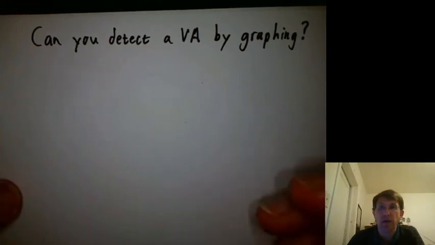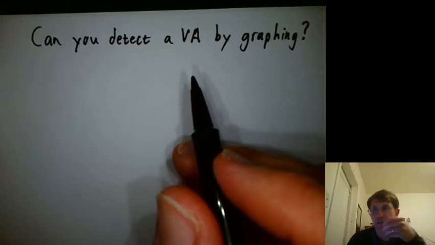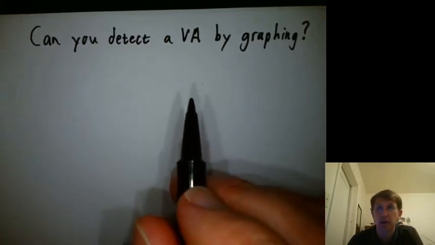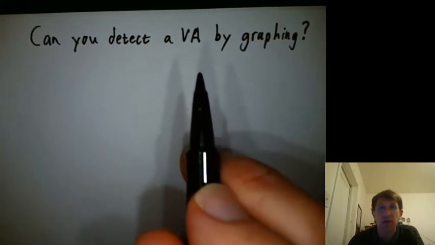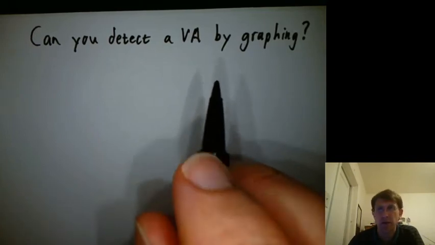So here's a question. Why do we need to think about vertical asymptotes algebraically? Can't we just see it on the graph? Can you reliably detect a vertical asymptote by graphing? Can you construct a function where you know it has a vertical asymptote, but it wouldn't show up on a graph? Kind of hard to think about.